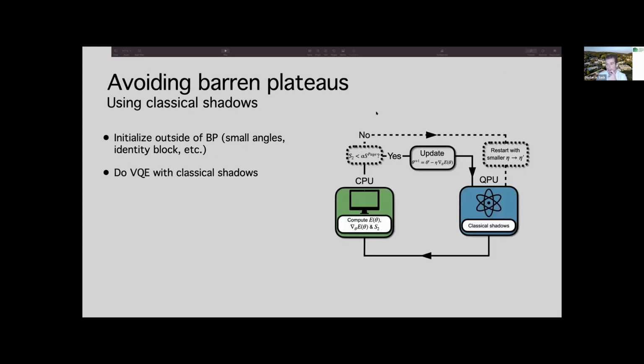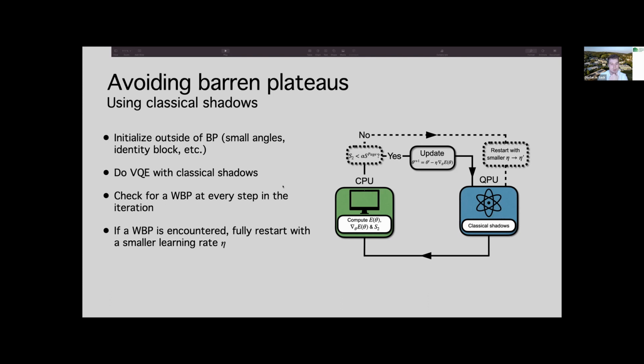And so we now suggest doing the full VQA procedure using classical shadows. So basically, you perform the shadow measurements. You then take the shadow and compute your energy expectation value, your gradient, and the second-Rényi entanglement entropy of the subregions. And then you need to check if the second-Rényi entanglement entropy has reached the Page value or not. If it has not, then you can simply continue with your optimization. And if it has, then you need to fully restart the algorithm from the beginning.